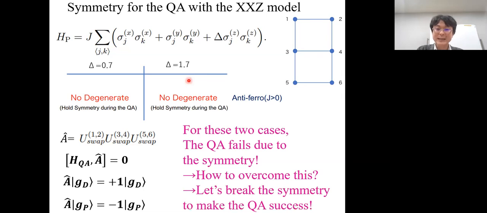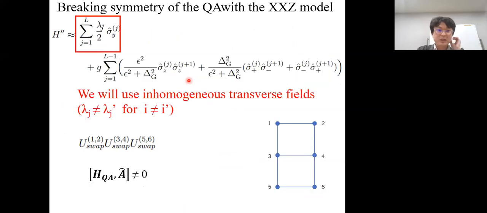So the answer is easy. Due to the symmetry, the quantum annealing fails. So let's break the symmetry. That's our solution. In our previous numerical simulation, we considered a homogeneous magnetic field in the y direction. But let me consider an inhomogeneous driving Hamiltonian. So this lambda is not homogeneous anymore. So we use random values and set random j.